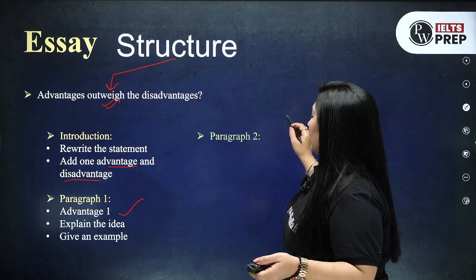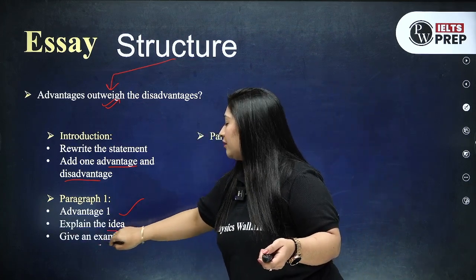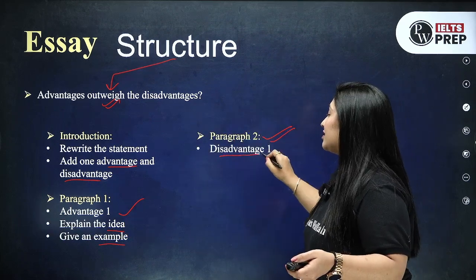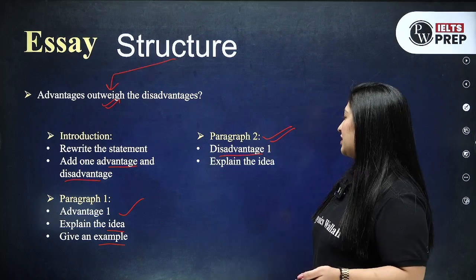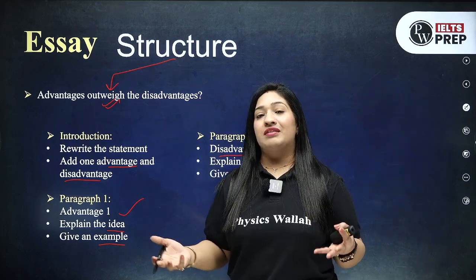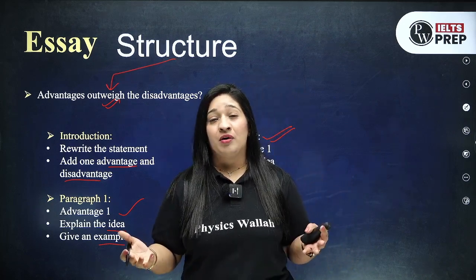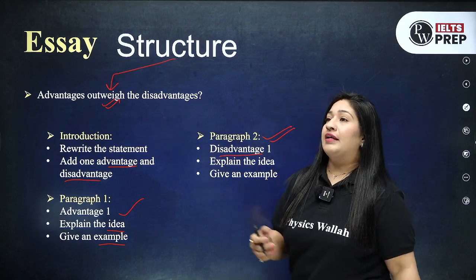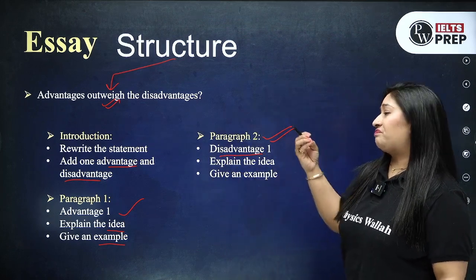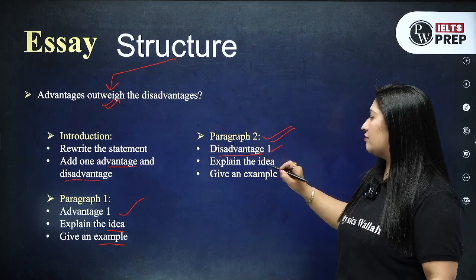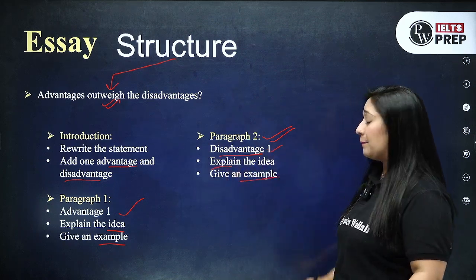Once I have explained that idea and given the example, the second body paragraph will talk about disadvantage number 1. Let's suppose I say, however, it has some disadvantages. For example, sharing excessive information about your personal life can spoil you, or something like that can happen, right? So you are describing your disadvantage, which you explain with an example.